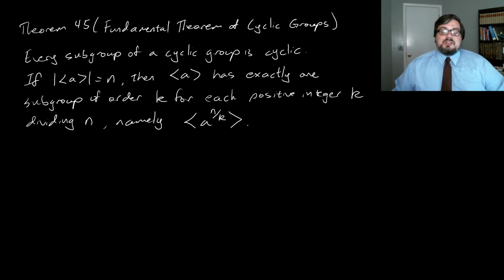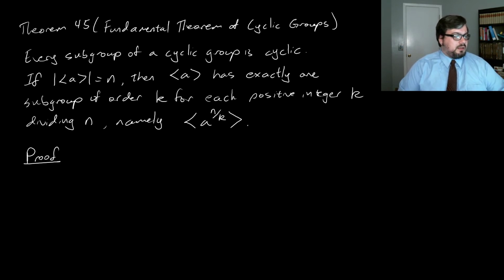So this tells us what the subgroups of a cyclic group look like. It tells us that if I have a cyclic group, all of the subgroups are themselves cyclic. Furthermore, for every divisor of the order of the group, there is exactly one subgroup with that order. So let's get into this and see how this goes.